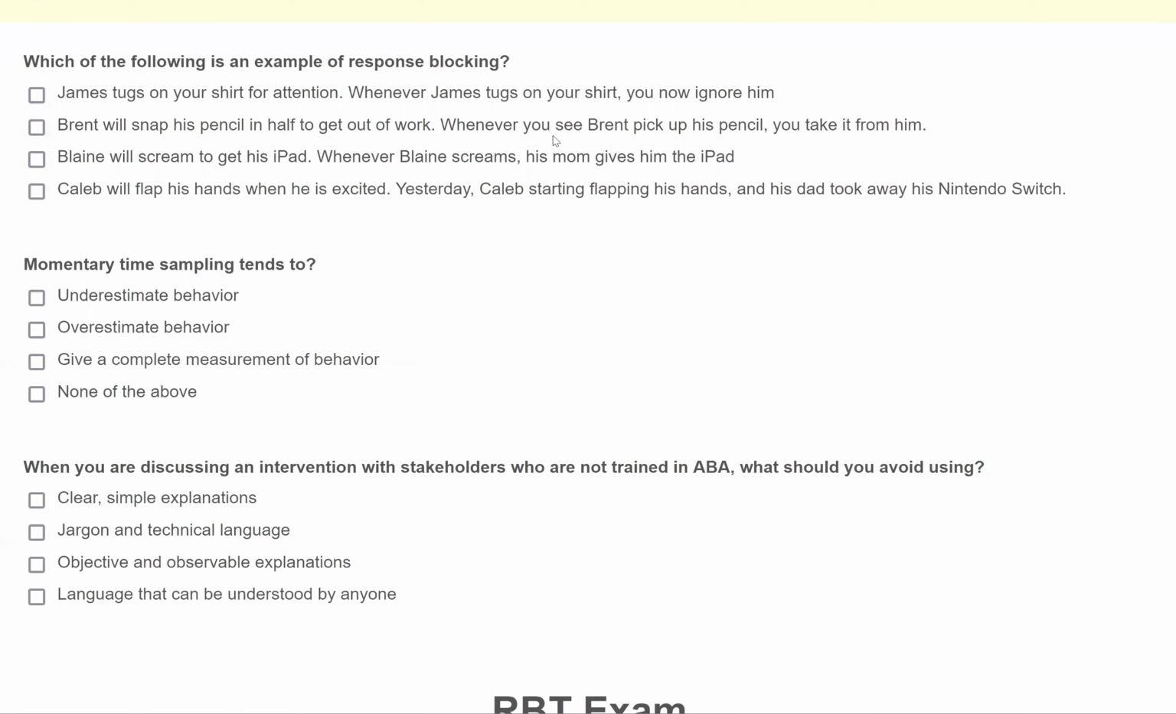Read all of our answer choices. Let's find the best one. C, Blaine will scream to get his iPad. Whenever Blaine screams, his mom gives him the iPad. Are you preventing Blaine from screaming? We're not. We're actually reinforcing him. D, Caleb will flap his hands when he is excited. Yesterday, Caleb started flapping his hands, and his dad took away his Nintendo Switch. Are we preventing Caleb from flapping hands? We're not. We are punishing him. We're using negative punishment. So A is extinction. C is positive reinforcement. D is negative punishment. Only B are we preventing, our response blocking. Preventing Brent from snapping his pencil in half by just taking away the pencil.